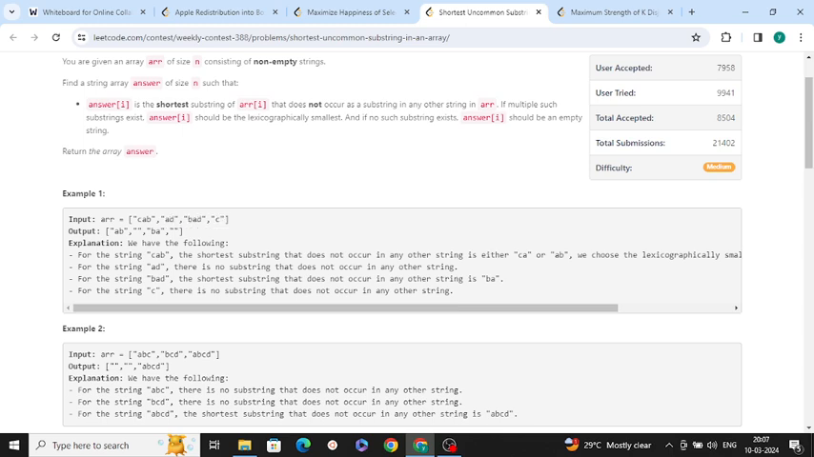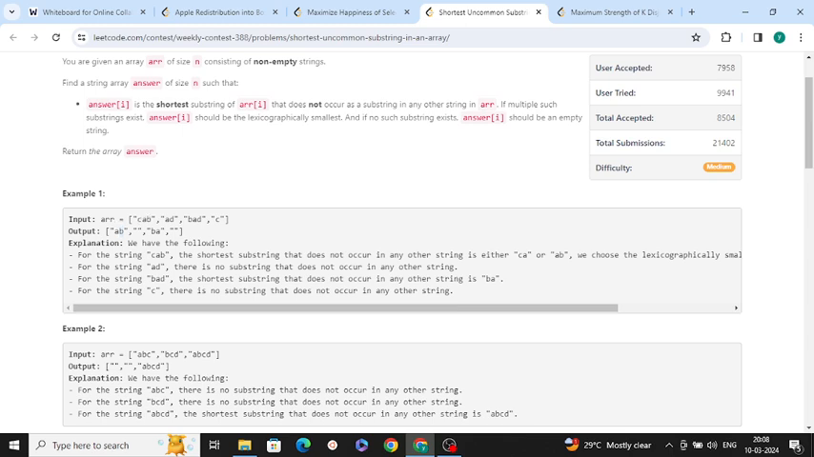So for AD, what are the possible substrings? A and AD. For BAD, what are the possible ones? B, BA, BAD, then A, AD, then D. But AB is not possible. For C, it is not possible. So you can see that for the first string, AB is the answer.